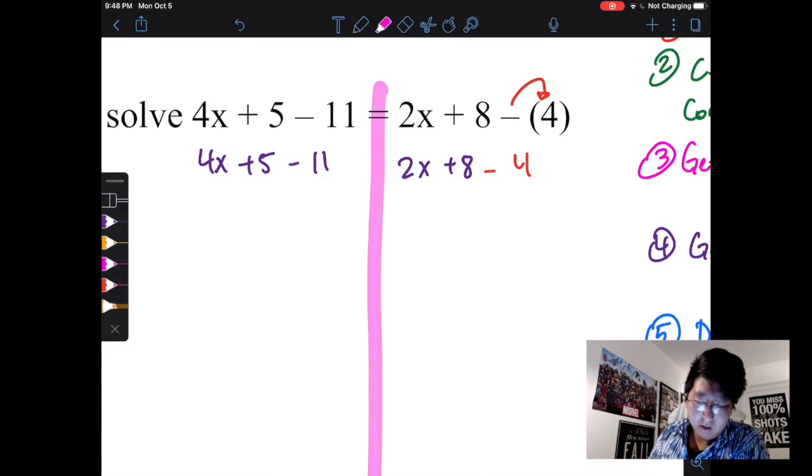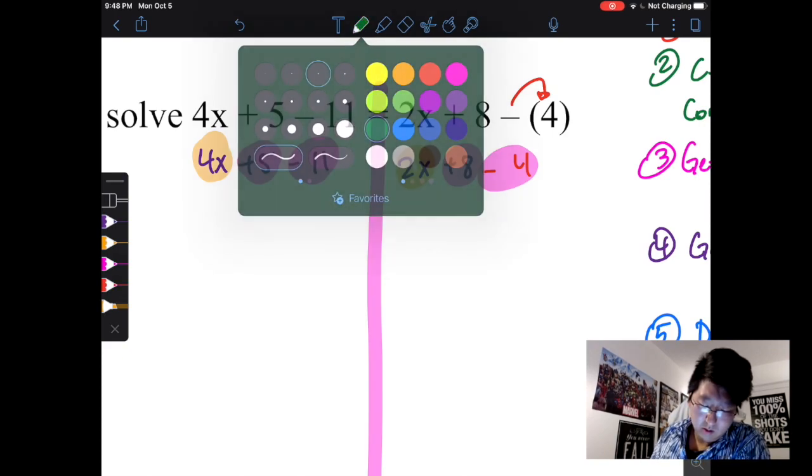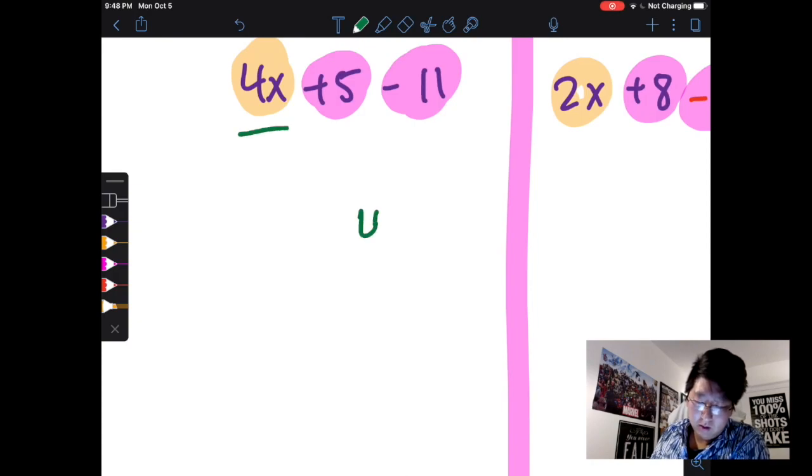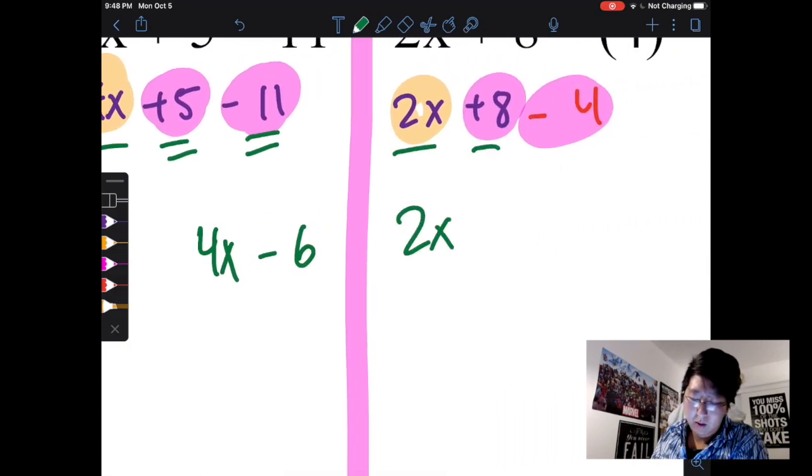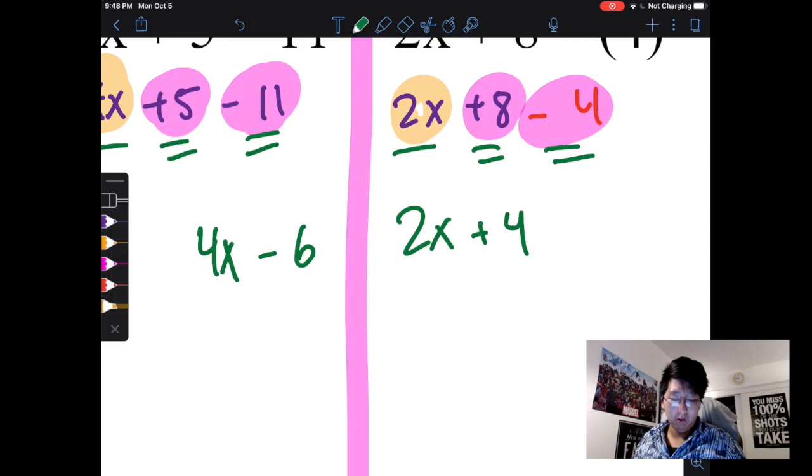The next step is combine like terms. So let's highlight all the x's, that's pink, orange, and all the units. So we have 4x, +5 minus 11 is -6. On the right side we have 2x, +8 minus 4 is +4. So we have 4x minus 6 equals 2x plus 4.